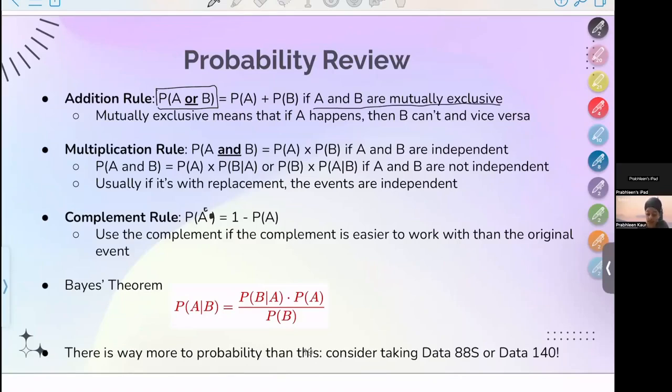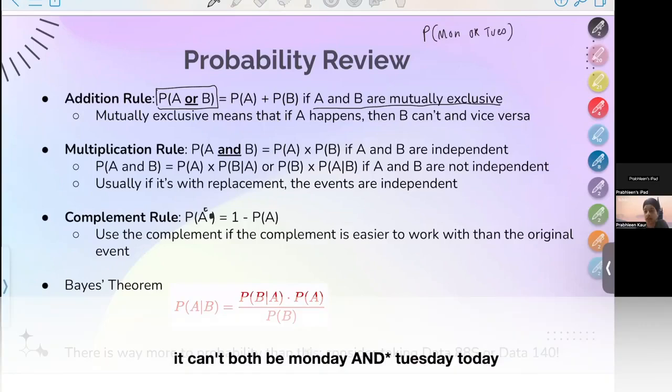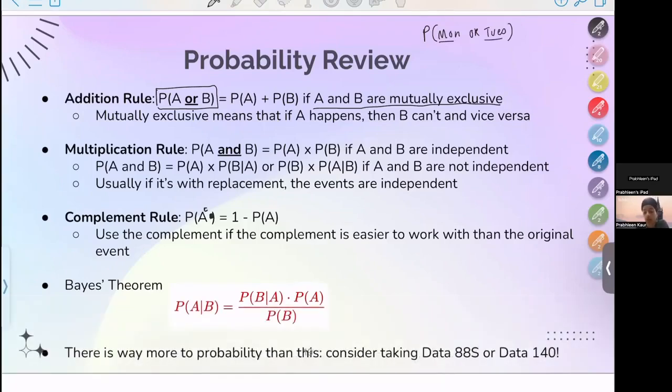The example I like to think of is the probability of today being Monday or today being Tuesday. It can't be both Monday and Tuesday today. So that's how I know that these two events are mutually exclusive. Since they are mutually exclusive, I can split it up and use the addition rule. The probability of it being Monday or Tuesday is the probability of it being Monday plus the probability of it being Tuesday.